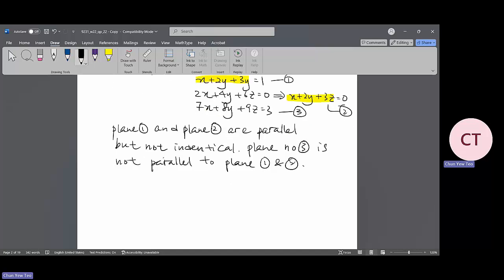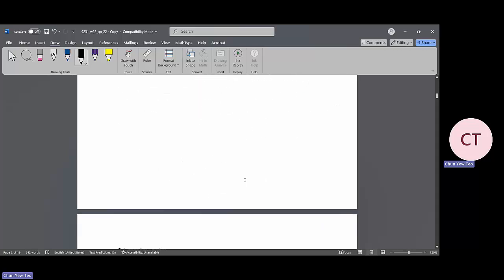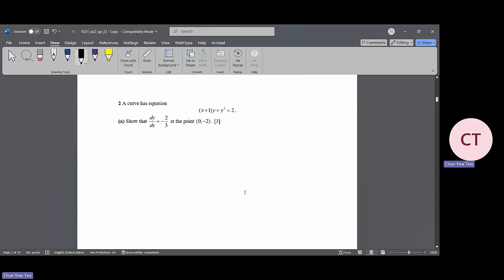However, the drawing will be like this. Two planes are parallel, then you have another plane number 3, which is not parallel to them, something like that. For this case, they will not have any solutions. They do not have a unique solution. Okay, so move on to the next question.